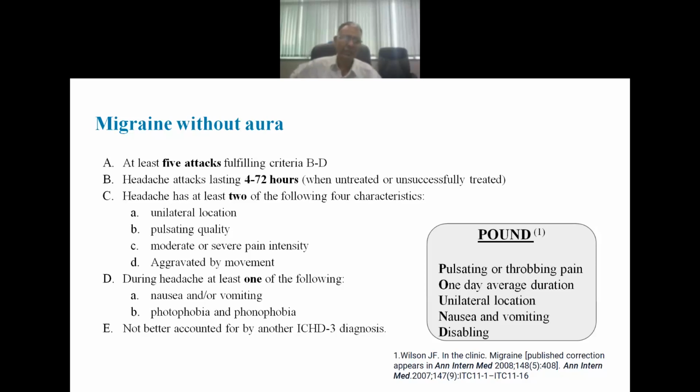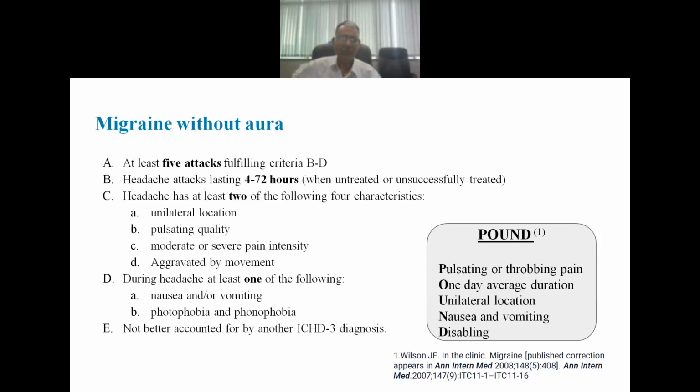If you pay attention to this table, you will probably be able to recognize patients of migraine who do not encounter aura. A, B, C, D, E, there are five parts, and A is at least five attacks fulfilling criteria in B to D. Just pay attention to these B, C, D. The definition is saying that headache lasts for 4 to 72 hours. This is one criterion. Then headache has at least two of the following four characteristics.